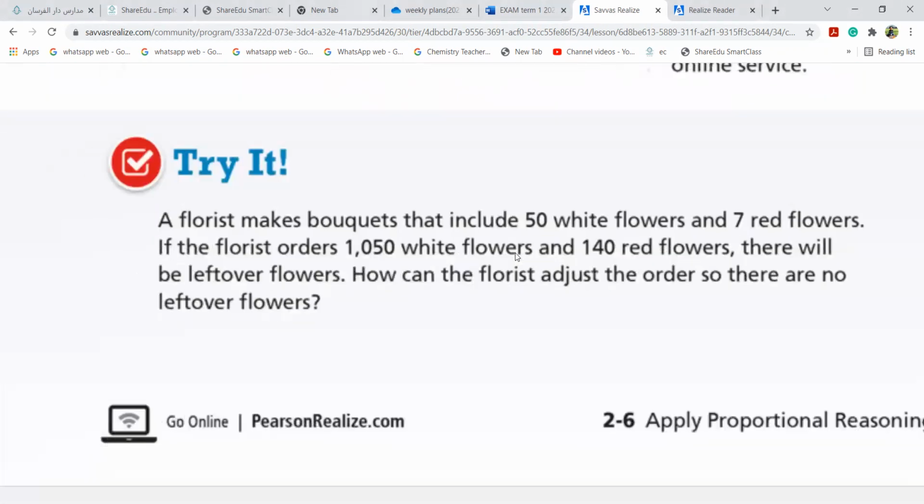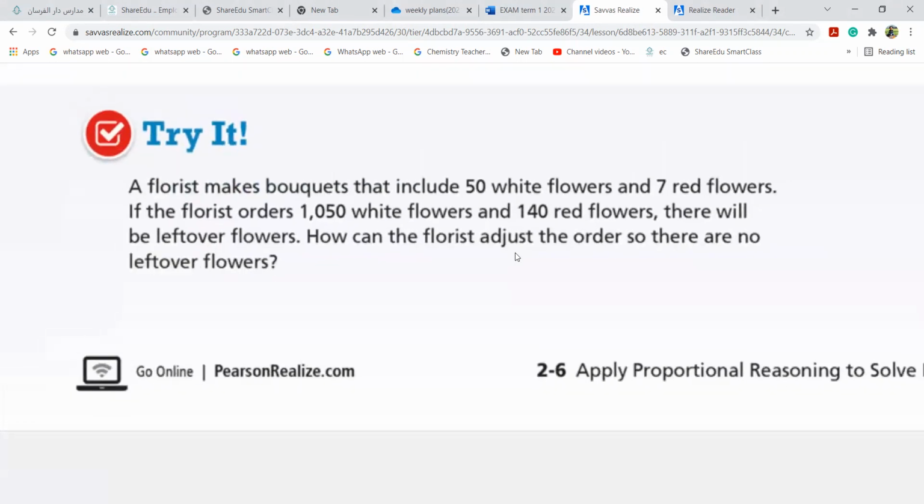Now we have a question. Can you read this, Malak? A florist makes bouquets that include 50 white flowers and 7 red flowers. Do you like the bouquets and flowers? Yes. She makes 50 white flowers and 7 red flowers. White, they are 50, and red, they are 7.